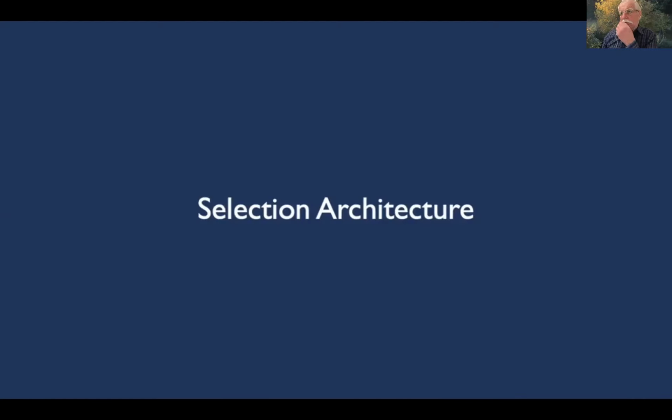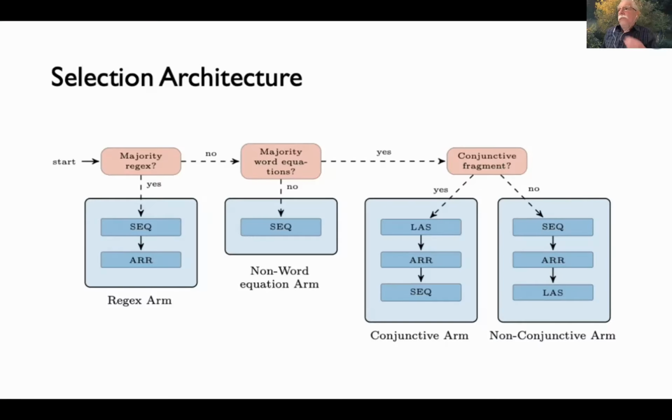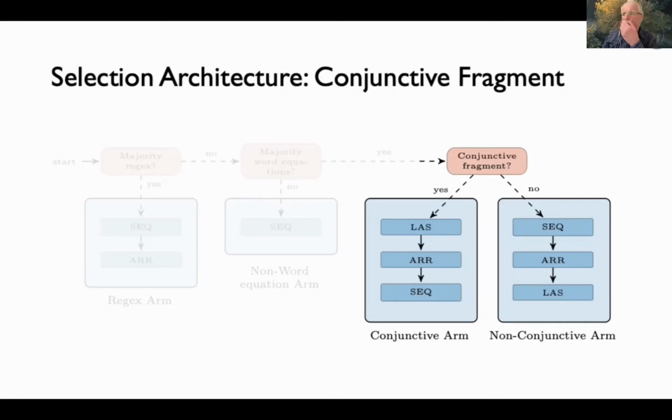The final contribution I would like to talk about today is the selection architecture. This architecture uses the two solvers we just described along with the existing sequence solver inside Z3. To pick what solvers to run and in what order and for how long, the solver uses a mix of static probes and a technique we call dynamic difficulty estimation. In the interest of time, I will only describe one static probe, the conjunctive fragment probe, but you can read about the other pieces of the architecture in our paper.